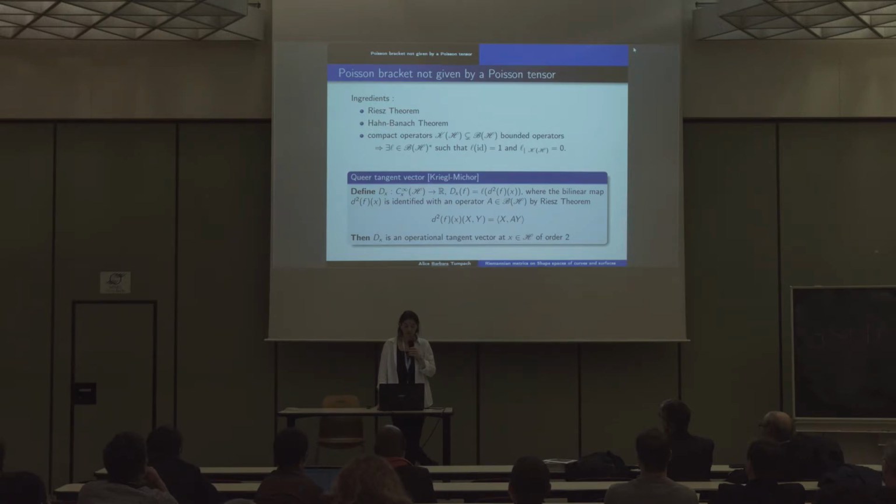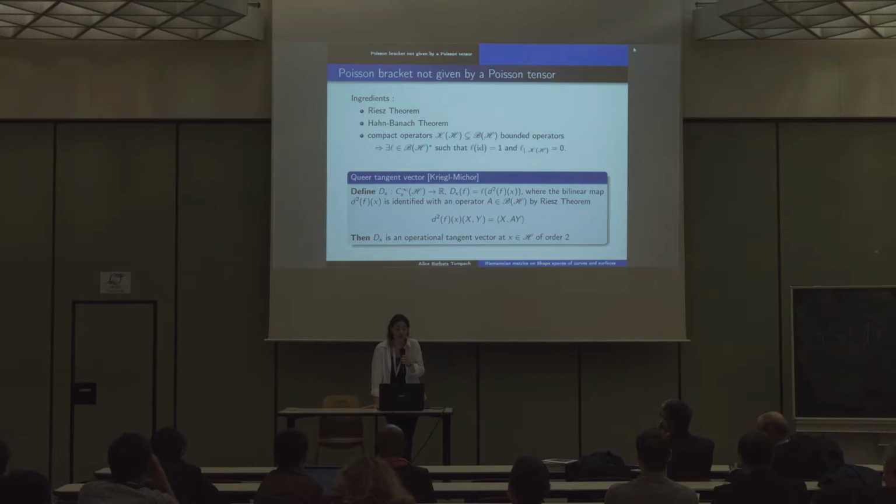So it's just L, and you plug in the second derivative of a function. This gives you something which takes a smooth function at x and gives you a real number. And then by Riesz's theorem, you can identify the second derivative of a function with an operator.